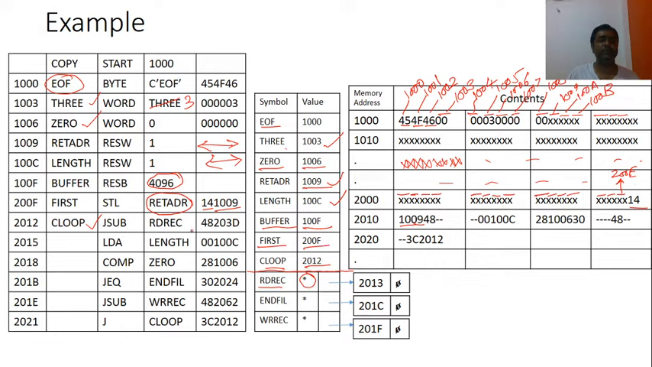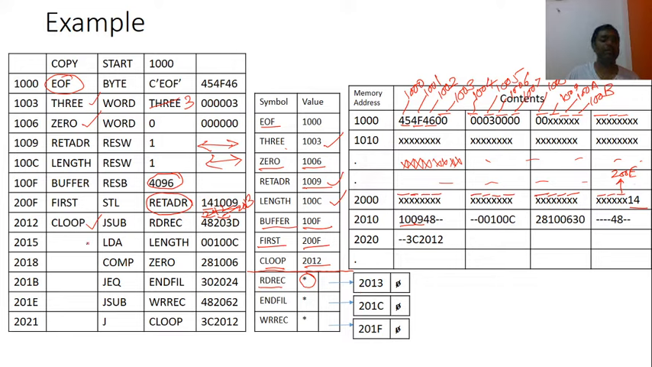Now we have to maintain a list also. What do we have to write in the list? The address at which I require RDREC. You can see 48 is the object code corresponding to JSUB, and this instruction starts from address 2012. So this address is 2012, and I require RDREC at address 2013. So in the list, 2013 will be saved.